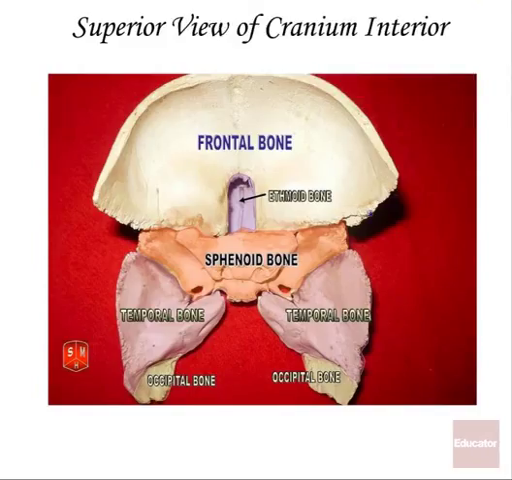Here's a superior view of the cranium interior. So if we actually remove the parietal bones and keep the rest, you can see how it all fits in. The one we haven't covered is the ethmoid. That's coming up in a bit. But here you can see those wings of the sphenoid, the lesser wings here. You can see how the temporal bones on either side fit in or articulate with that sphenoidal bone. And the frontal bone has its own sutures connecting to it as well.